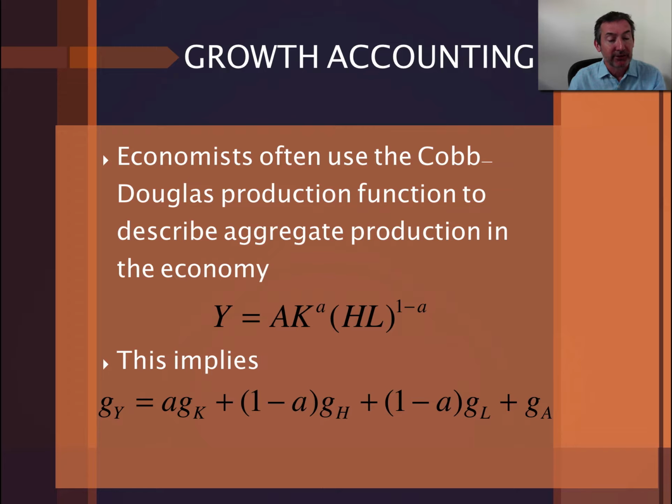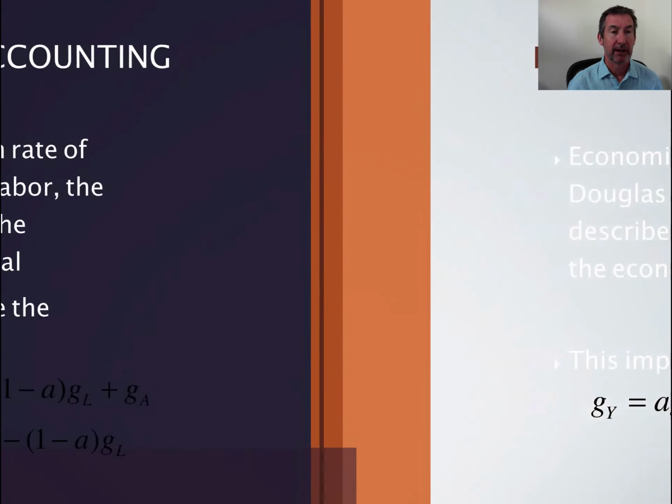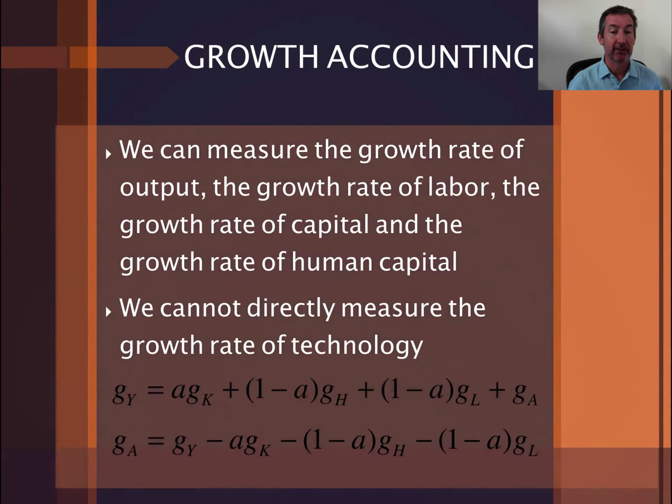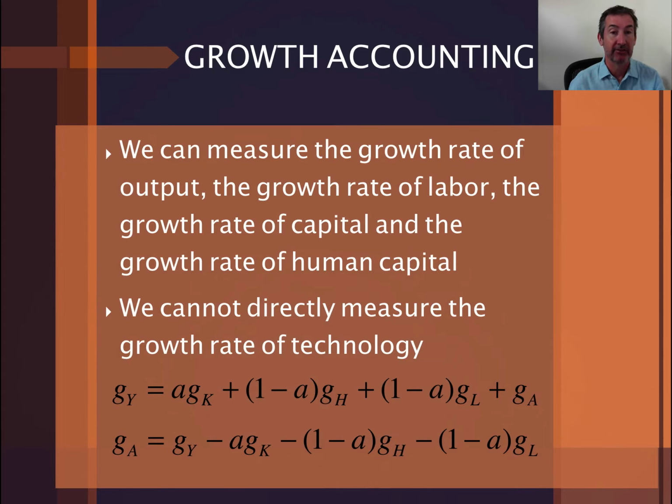It tells us that the growth of GDP is equal to little a times the growth of the physical capital stock, plus 1 minus a times the growth of human capital, plus 1 minus a times the growth of the labor force, plus the growth of technology. What's powerful about this is that we can measure almost everything in this equation. We can measure the growth rate of output, labor, capital, and human capital, and we can come up with an estimate of the parameter little a.